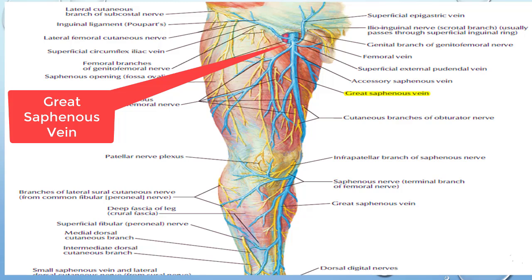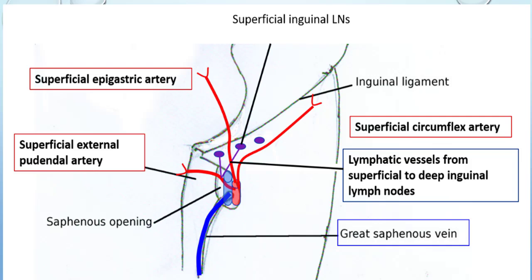Besides the great saphenous vein, if I ask you to name the structures passing through the saphenous opening, these are, as you can see, two superficial branches of the femoral artery, which are the superficial epigastric and superficial external pudendal arteries. As I told you, superficial branches. Besides that, lymphatics also pass through the saphenous opening. So dear friends, if I summarize this topic, I will say it is the modification of the deep fascia of the thigh, that is the fascia lata.